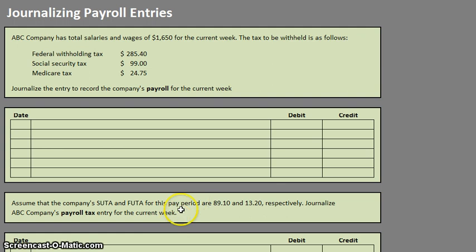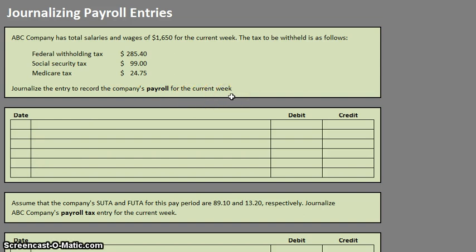Today we're going to be going over payroll entries. So this is going to include the initial payroll entry as well as the company's related payroll tax entry. In this example, we have ABC Company that has total salaries and wages of $1,650 for the current week, and they have the following taxes that have to be withheld from that gross pay. Now they want us to journalize the entry to record the company's payroll for the current week.